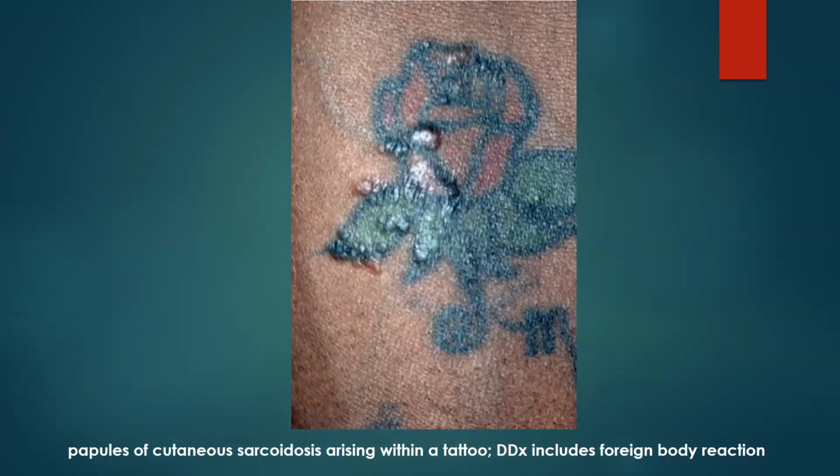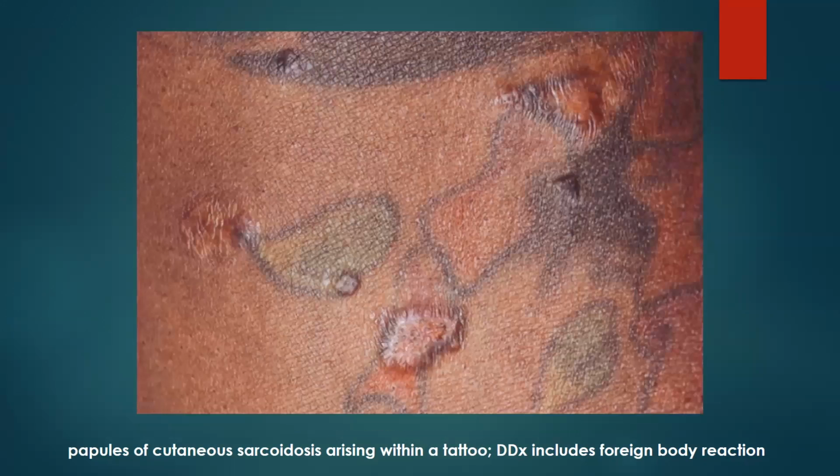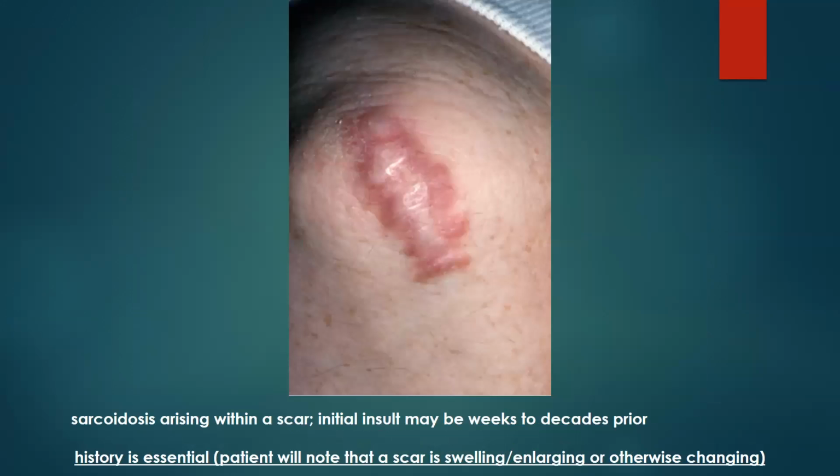Here's another example within the tattoo, some non-specific violaceous-appearing papules. Another example here, red-brown coloration. And then here's an example of scar sarcoidosis. So this can occur literally months to years after the initial insult. And as the sarcoidosis is becoming active, let's say pulmonary sarcoidosis, you can start to see changes in scars that have been pre-existing.